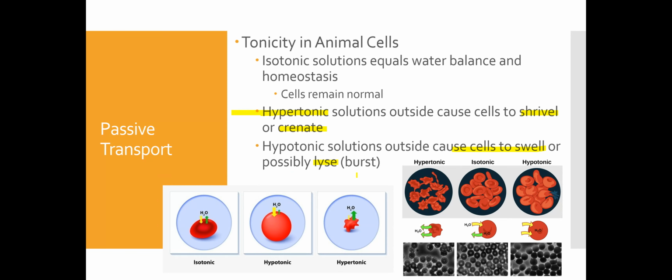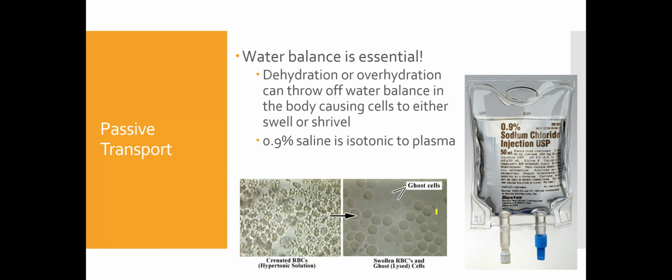Okay, and so we would not really want that either. We don't want our cells to be swelling or shriveling. Neither one of those is going to be good. So here's some pictures of actual blood cells under the microscope in various conditions. So water balance is essential in terms of us as humans. This is why dehydration is so serious, or you could also have overhydration. But we have to make sure we maintain water balance.